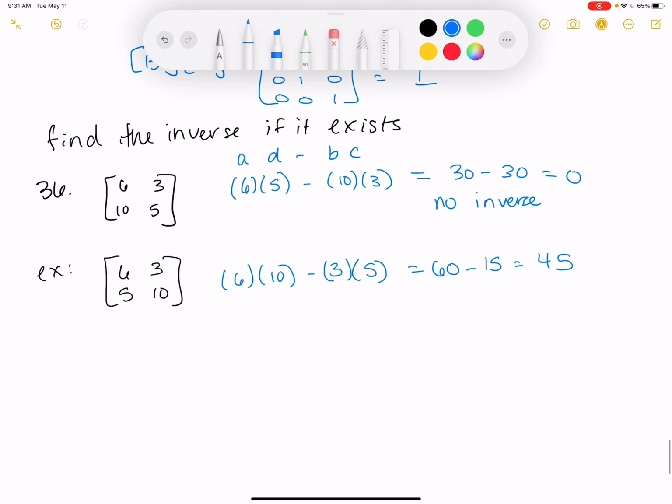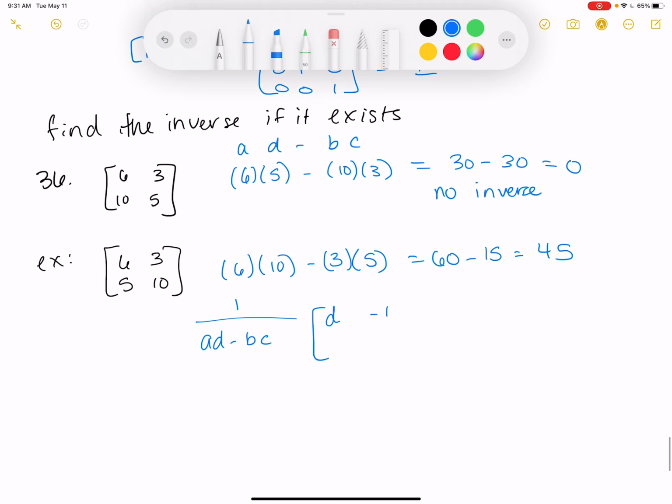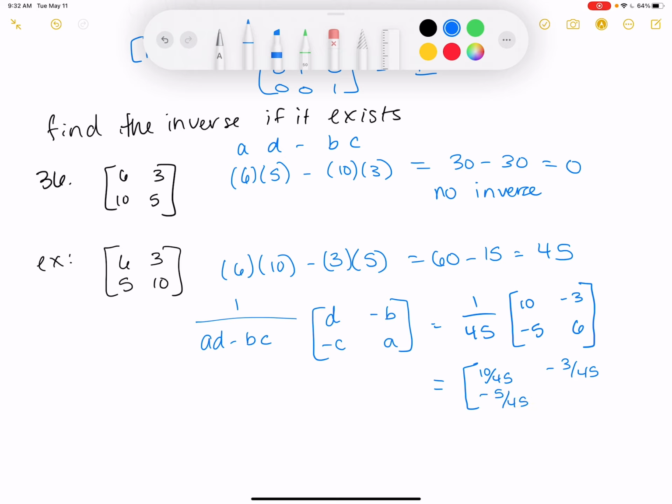Okay, and then the formula for the inverse, I'm just going to rewrite it because it's been a while since we did it, is 1 over AD minus BC times D, negative B, negative C, A. Okay, so these two terms flip. These stay the same, but you put a negative sign on them instead. Okay, so I'm going to have 1 over 45 times 10, negative 3, negative 5, 6. So that's going to be 10 over 45, which, yes, I know it will reduce. Negative 3 over 45, negative 5 over 45, and 6 over 45. So this becomes 2/9, negative 1/15, negative 1/9, and 2/15.